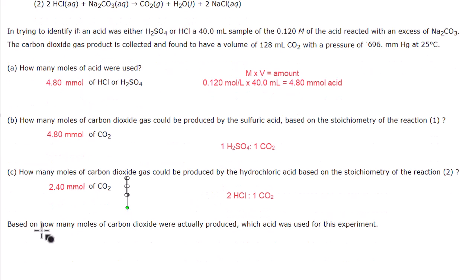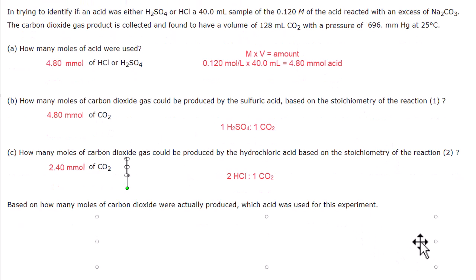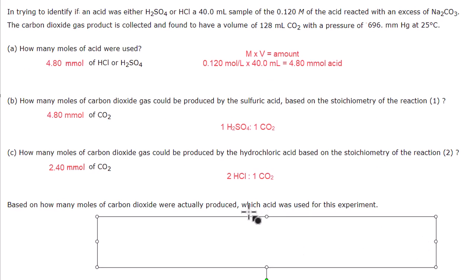Now, the question says, based on how many moles of carbon dioxide were actually produced, which acid was used in this experiment? Well, we can figure out the moles of carbon dioxide and see which one of these two it matches. So we'll use our standard arrangement. We know how to figure out gas moles because we've got pressure, volume, the gas constant, and temperature. This, again, should be in your arsenal of things that you can access immediately, because moles are asked for a lot when we deal with gases. It doesn't matter what the gas is.